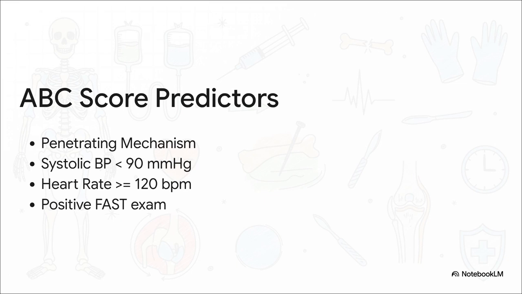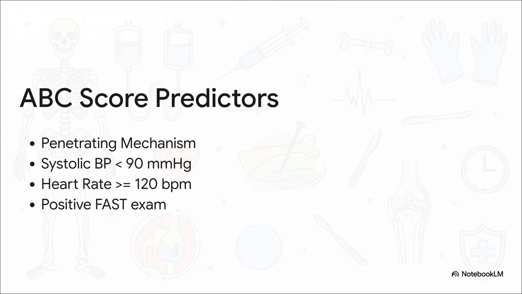Well, we use the rapid-fire ABC score. It's based on 4 key factors. Is it a penetrating mechanism of injury? Is the systolic blood pressure less than 90? Is the heart rate 120 or higher? And lastly, is there a positive FAST ultrasound exam? A score of 2 or higher means it is time to pull the trigger on your massive transfusion protocol.